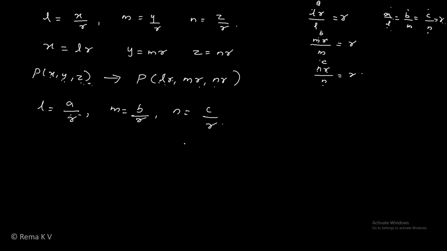And you have to remember, L square plus M square plus N square, that is, if we take the sum of squares of the direction cosines, then the answer is equal to 1, but A square plus B square plus C square may not be equal to 1 in all the cases.